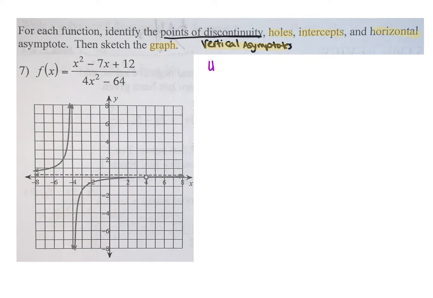So I always start with the y-intercept because all I have to do, I don't have to change my function at all. I don't need to factor it. I'm just going to plug a 0 in for all of my x's. So I'm going to say 0 squared minus 7 times 0 plus 12 over 4 times 0 squared minus 64. You end up with 12 over negative 64, which reduces by 4 to 3 over 16. So your y-intercept is going to be negative 3 over 16. My graph is already there, sorry. I guess I should show you how to graph.